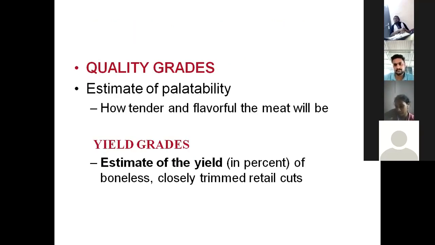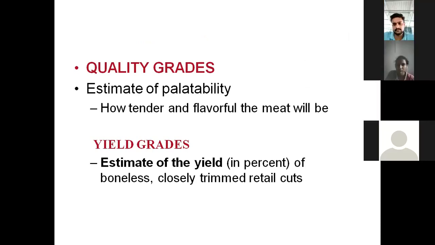So you can see here, the quality grades estimate the tenderness. For example, if you take fresh meat, tenderness is the top priority we give. Then the color, juiciness, all this comes under the quality grade. Yield grade indicates how much trimmable meat you will get from that animal, or from the carcass.